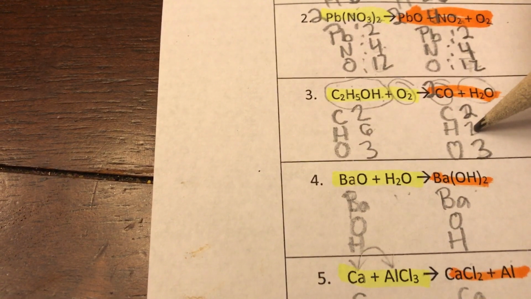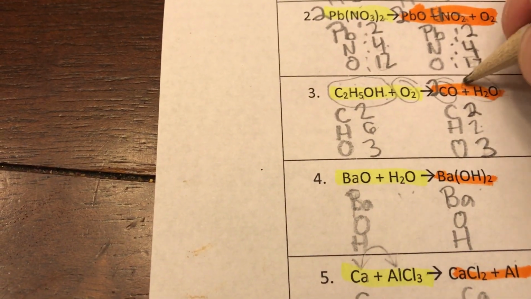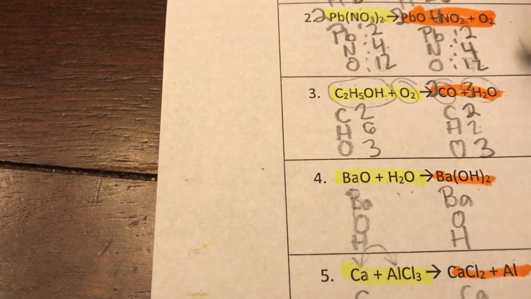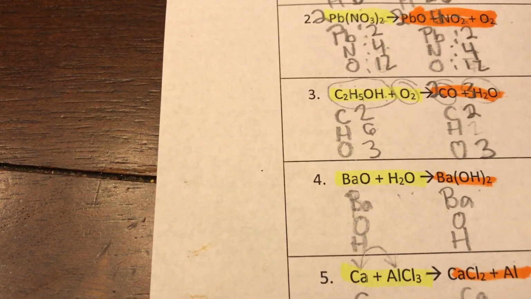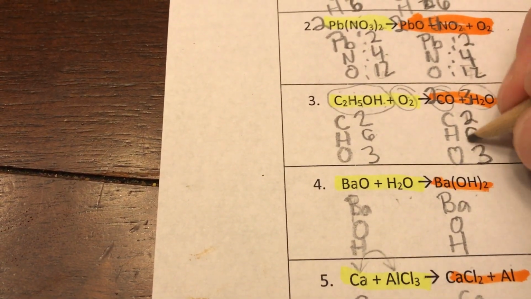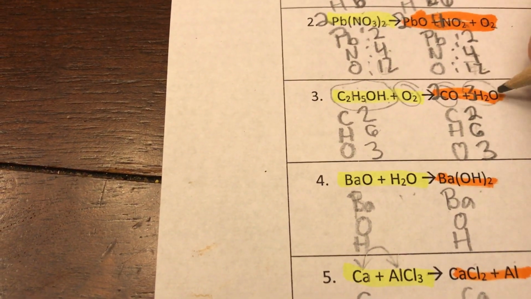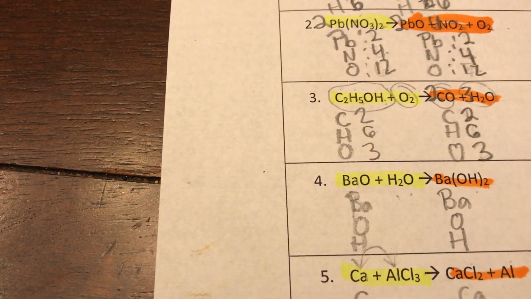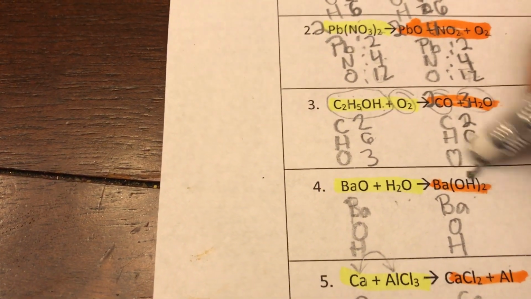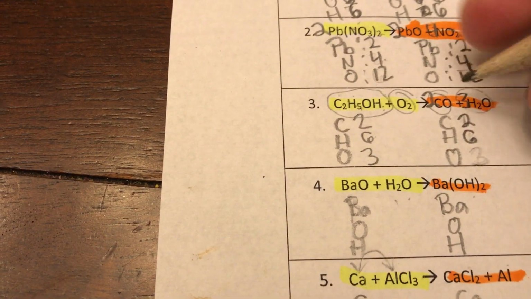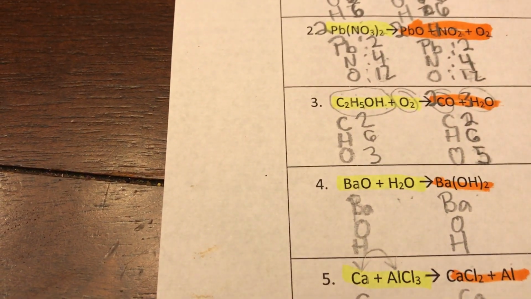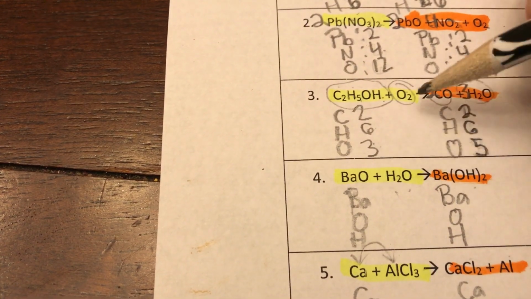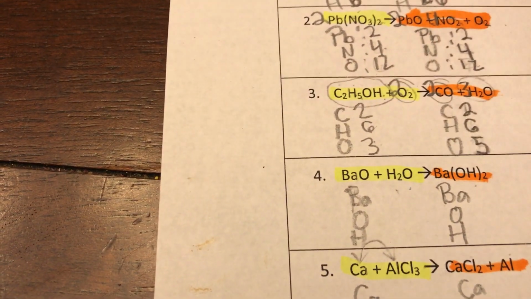I've got not enough hydrogens on this side. So I've got to multiply that by 3 as well. So that's going to make my hydrogen 6 now. But now I've got 3 oxygen and 2 oxygen. That's 5 oxygen. Okay. So then I have to add another 2 oxygen to this side. Easiest way to do that is to put a 2 out in front there.